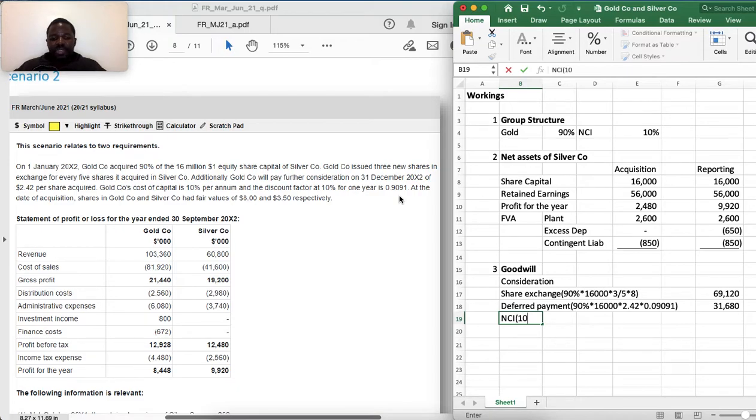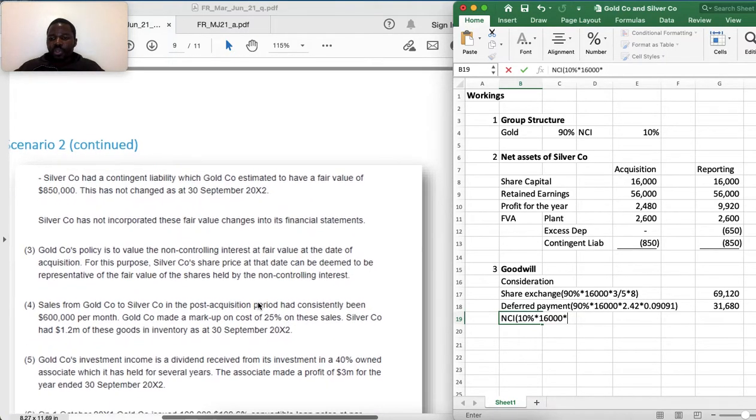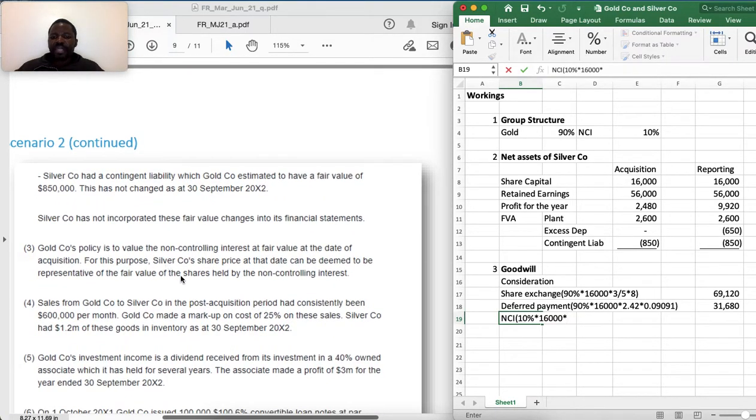The NCI has got a remaining 10% of the shares. The shares are 16 million, like that. Then how do we value the NCI? We are told here under note number 3 that we should use the share price to value the NCI at fair value. So we use the share price like that. Let's say 10% multiplied by 16,000 multiplied by $3.50, like that.